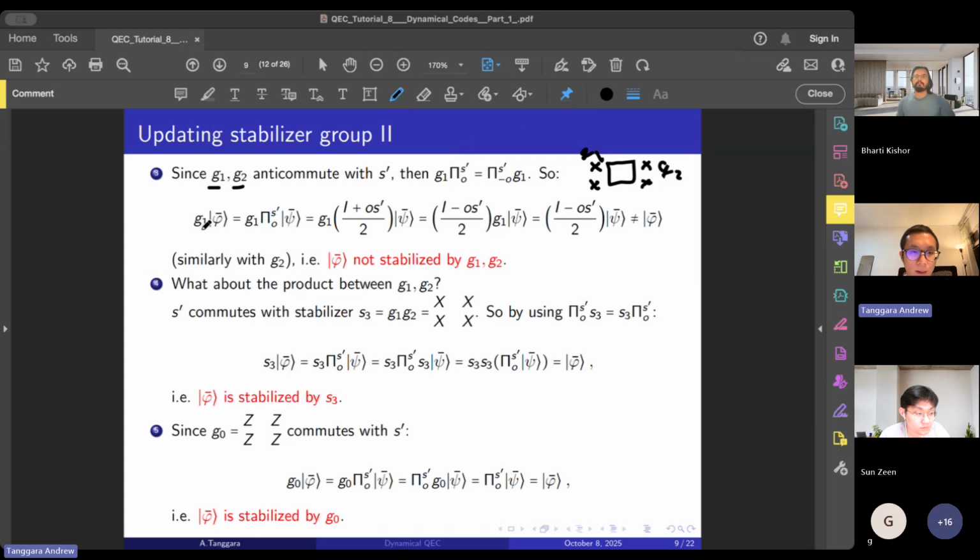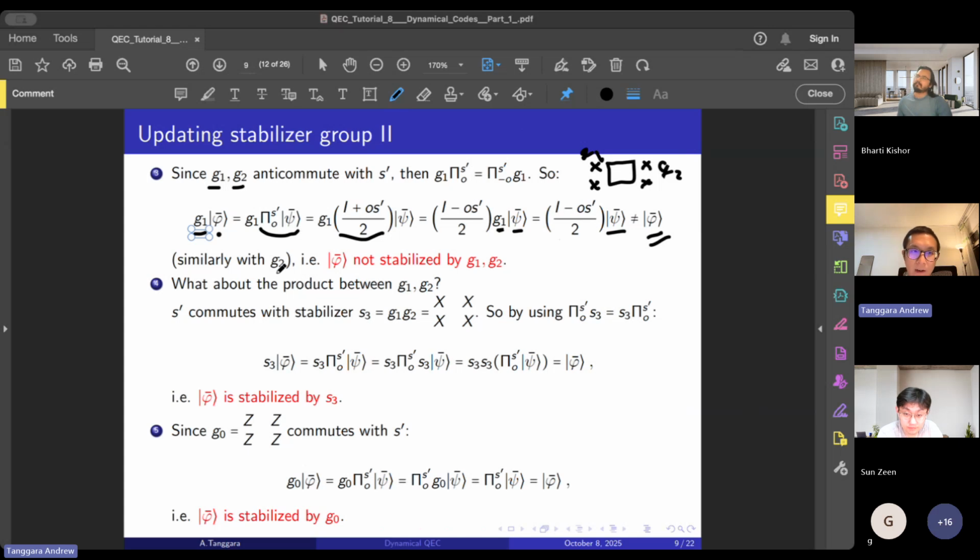So now let's check what's going to happen if I apply this G1 to my new state, right? So that's the definition of the new state. That's the definition of the projector. And then I move G1 to the other side, right? And then that's gonna flip the sign, right? And then G1, if you remember, that's just the stabilizer of the original state psi bar, right? So that's just equal to psi bar. And as you can see, this is not equal to my new state, right? So it's not stabilized by G1, right?